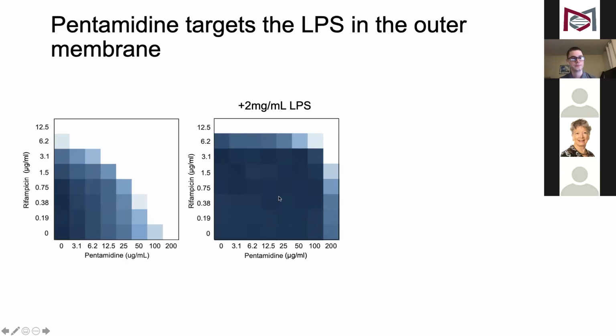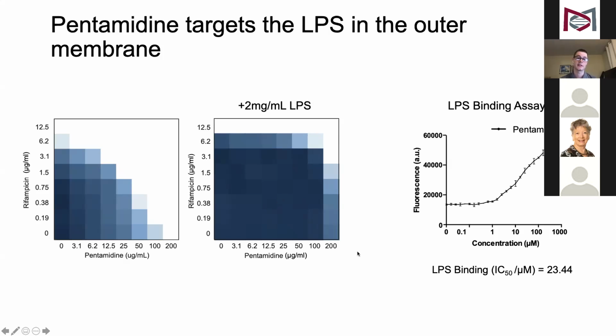We also conducted an LPS binding assay, which is a good way to quantify just how tightly pentamidine is binding to LPS. So how this assay works is the LPS is bound to a quenched fluorophore that is displaced with increasing concentrations of pentamidine, releasing this fluorophore and causing fluorescence. So what's nice about this assay is it gives us this quantitative IC50 value.